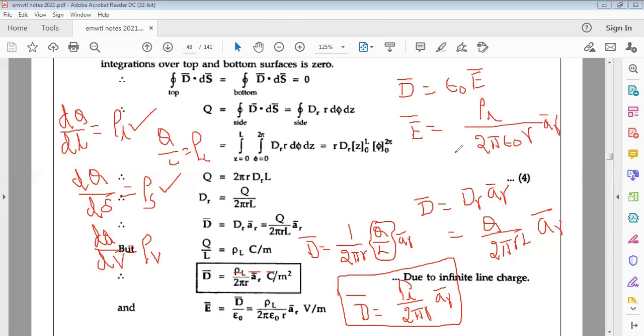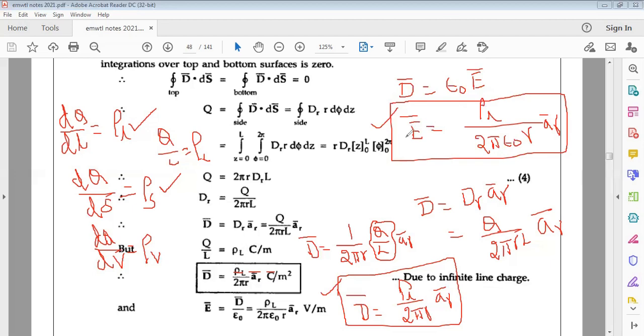R into AR. Okay, my dear students. So now we got electric field intensity due to the infinite line charge and electric flux density due to the infinite line charge by using the Gauss law. By using the Gauss law, we got the electric field intensity due to the infinite line charge. Got it, my dear students?